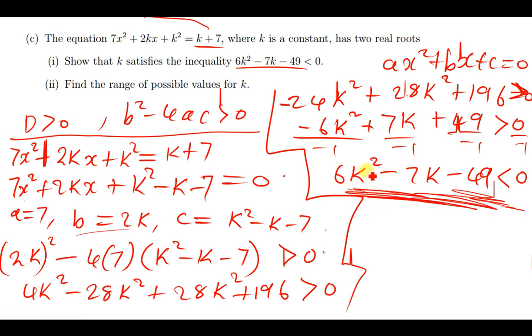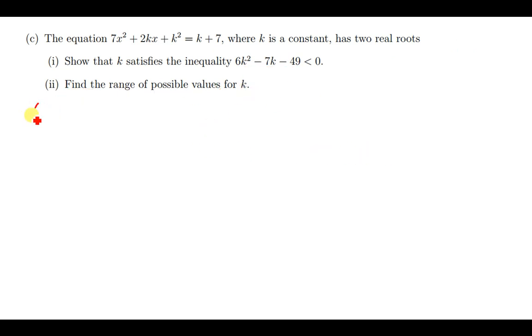Alright, since we have done that, let us now move on to the second part, where we're going to find the range of possible values of k. This part is also simple and straightforward. To find the range of values of k, we simply solve this same inequality: 6k squared minus 7k minus 49 less than 0. Solving this inequality is simple.